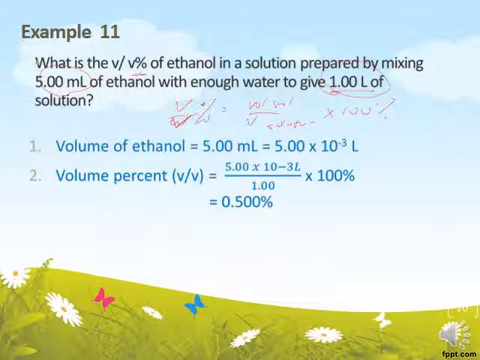Note that the unit is different here, so we have to convert to a similar unit. You can convert mil to liter, or you can convert liter to mil. Either way is correct, as long as both units are the same. Let's say we convert this 5 ml into liter, so it becomes 0.0005 liter over 1 liter times 100, so we get 0.5 volume over volume percent.